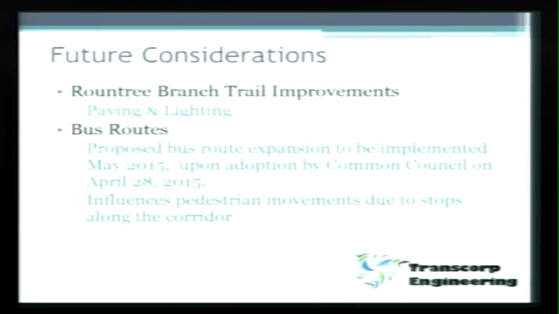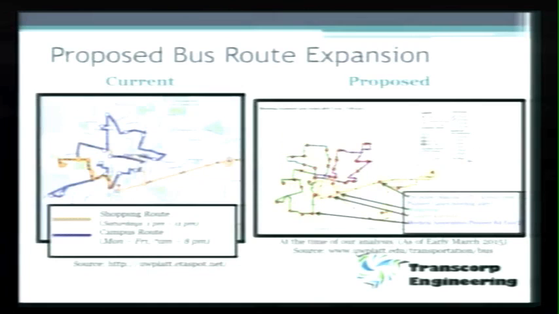There are two different projects that could potentially impact the amount of pedestrians within this corridor. The first is the Roundtree Branch Trail improvements, and the second is the proposed bus routes that could positively or negatively impact the pedestrians. Here is a map of the proposed bus routes. This map is actually the map at the time when we were studying it. It has since updated, which will be on the next slide, but this is what we used in our analysis.